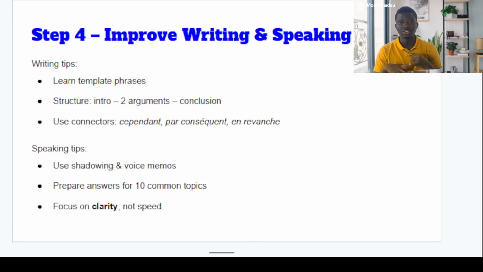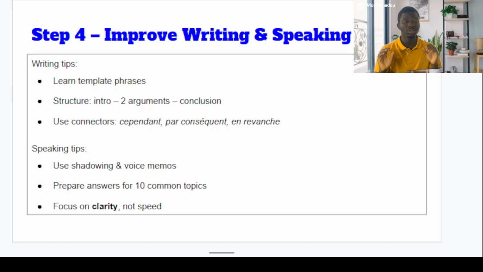In the writing section, you need to continue an article, like I said before, and also you need to give your opinion about something. So what you should do is to learn template phrases. There are phrases that you can use in any type of writing. Like the connectors are also very important, because you need them in any type of writing.